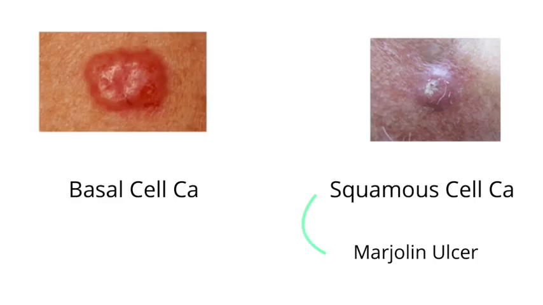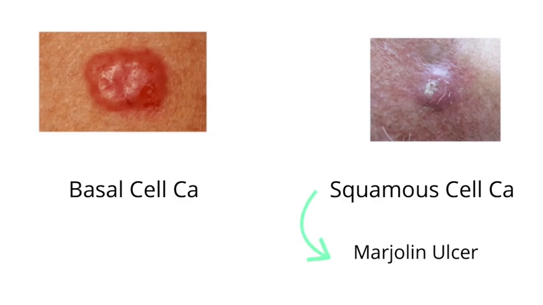looks a bit different as you can see here. It can arise in chronically scarred, inflamed, or wounded skin. So if a squamous cell carcinoma arises from a burn, this is called a Marjolin's ulcer. If a squamous cell carcinoma is biopsied, then we may hear a description of keratin pearls.